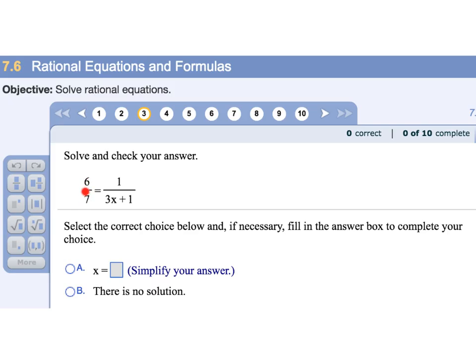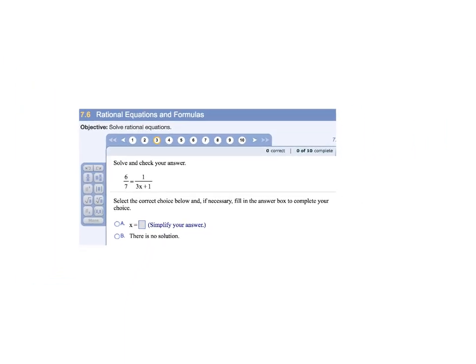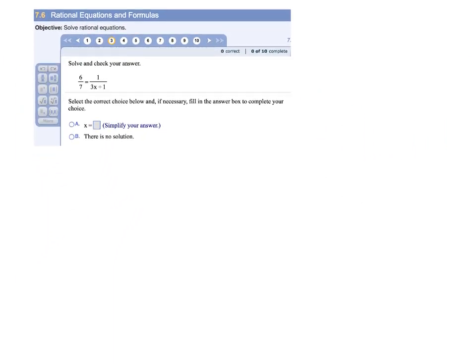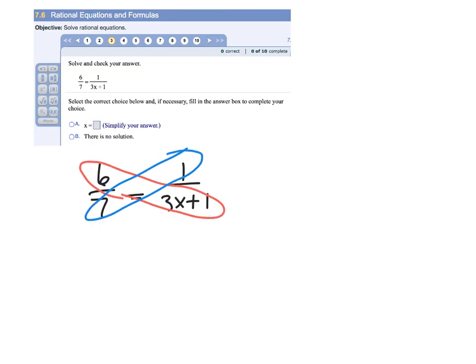And again, we have one fraction equaling another fraction, which means we can use our cross products method. So we have 6/7 is equal to 1 over 3x plus 1. And we know that our cross products are going to be equal. So that means 6 times 3x plus 1 is going to equal 7 times 1.